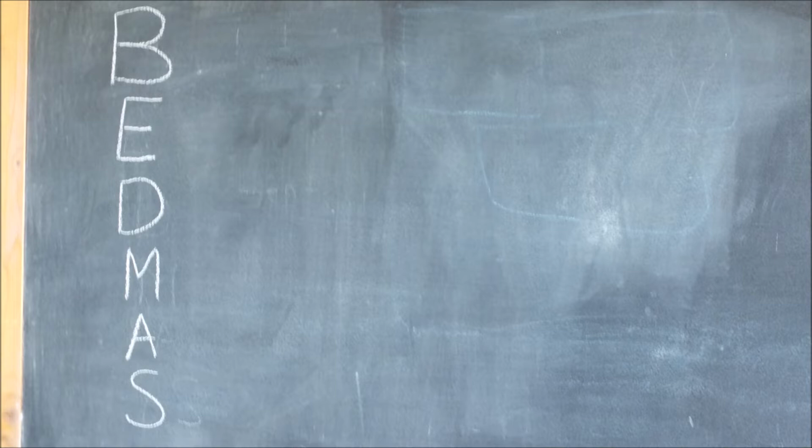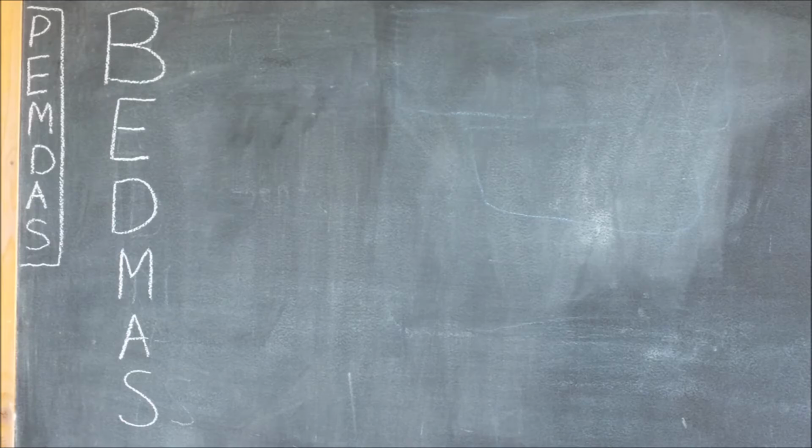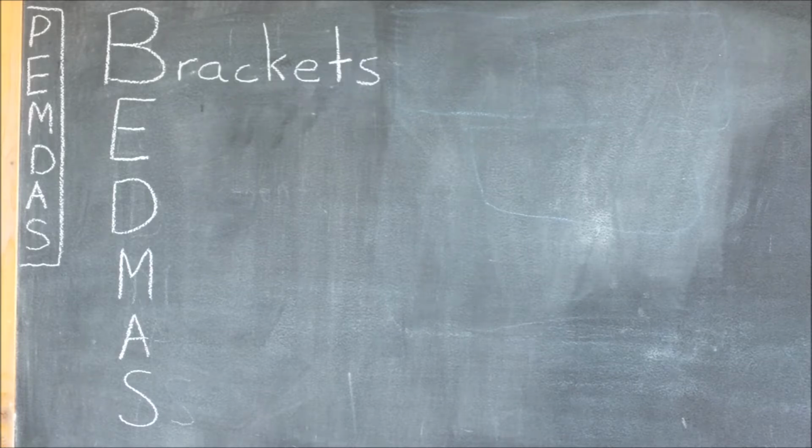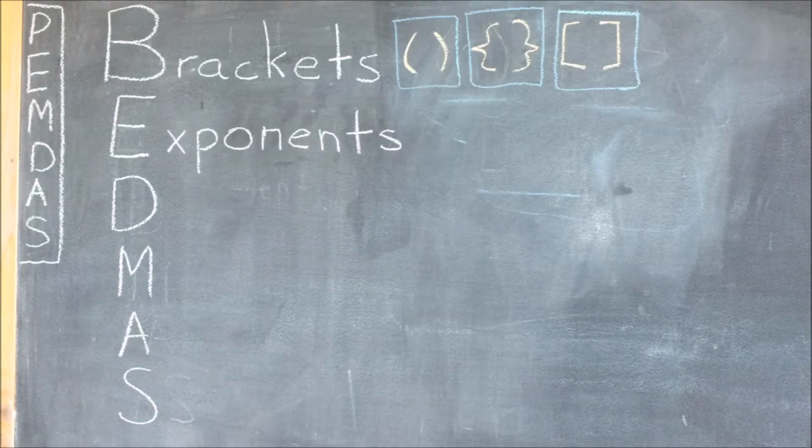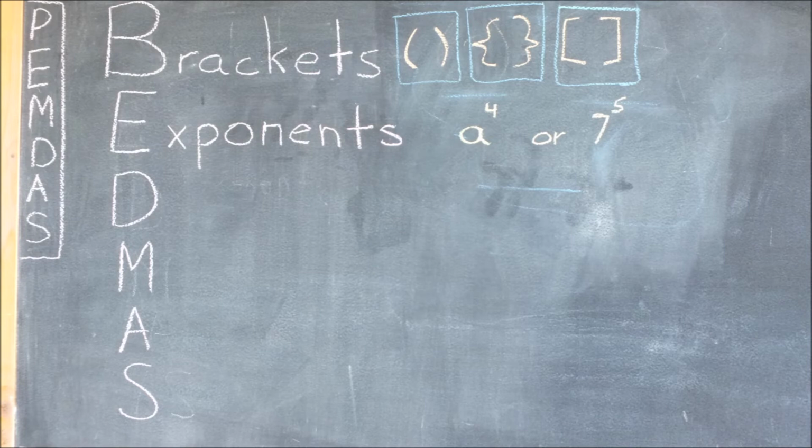Hello everyone! In this video, you will be learning the basics of BEDMAS or PEMDAS and how it is used in order of operations. First of all, for B, we have brackets. Next up, we have exponents. They can look like this or this.